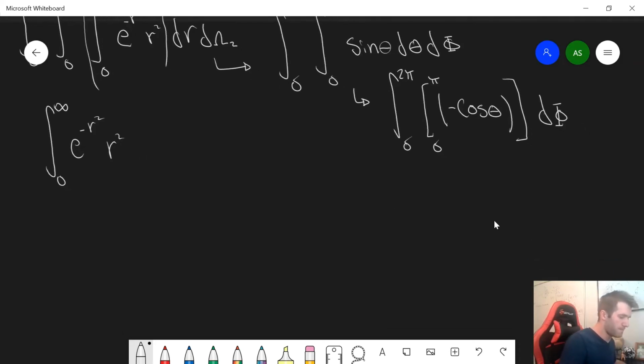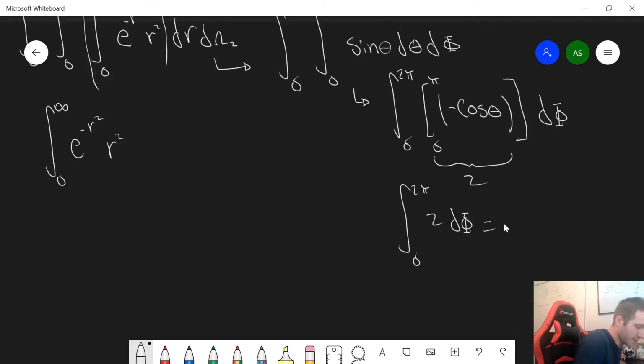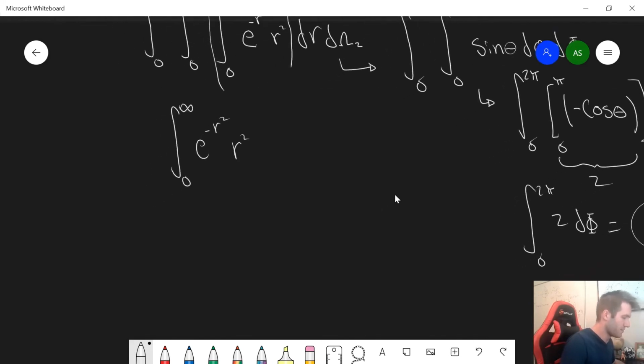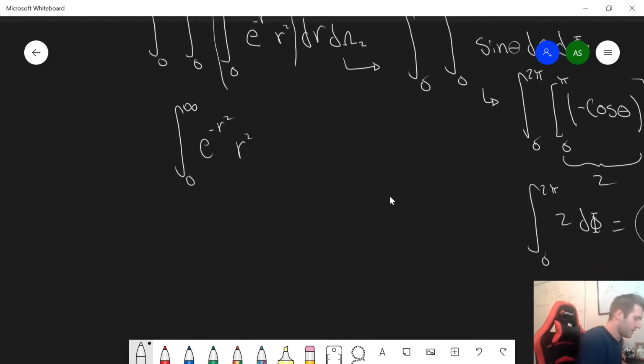Well, taking the difference between the limits of negative cosine here, we are going to end up with 2. So this is just going to be 2. And if we just integrate now from 0 to 2 pi of 2 d phi, well, that is just going to give us 4 pi. Great. So now we can take that 4 pi and place that on the outside of our integral of this term right here. So 4 pi.